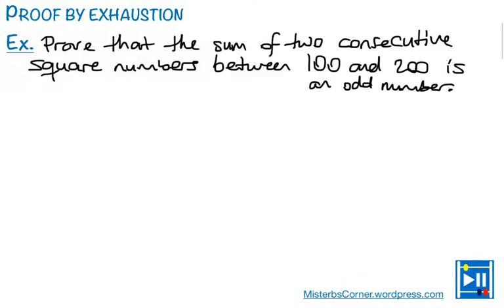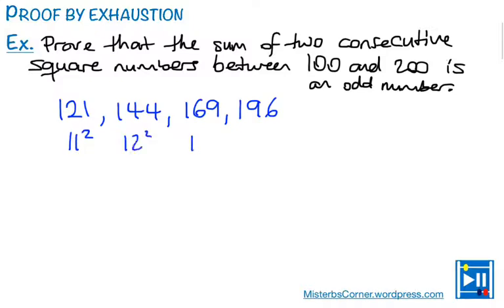Now sometimes the numbers you are supposed to deal with could be finite as well. So you can just try them out and show that in each case it fits. So you can prove it like this. Now let's look at this example. It says prove that the sum of two consecutive square numbers between 100 and 200 is an odd number. So basically we are talking about 121, 144, 169 and 196, which is 11 squared, 12 squared, 13 squared and 14 squared.